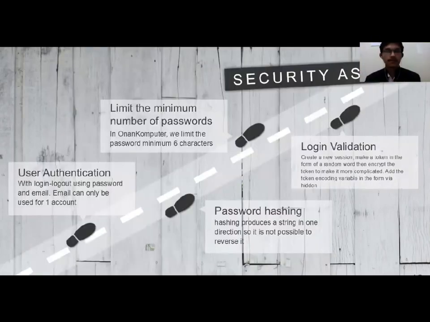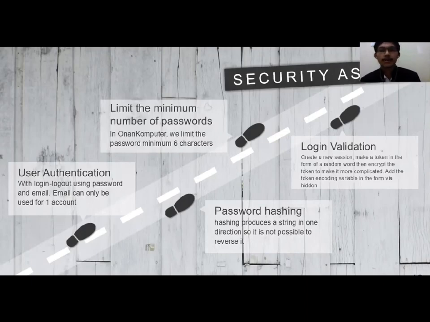Next is the security aspects that we use on our e-commerce website. First is user authentication with login and logout using password and email. Email can only be used for one account. Second is limiting the minimum number of password characters. In OnanKomputer, we limit the password minimum to 6 characters. The third is password hashing. Hashing produces a string in one direction, so it's not possible to reverse it.